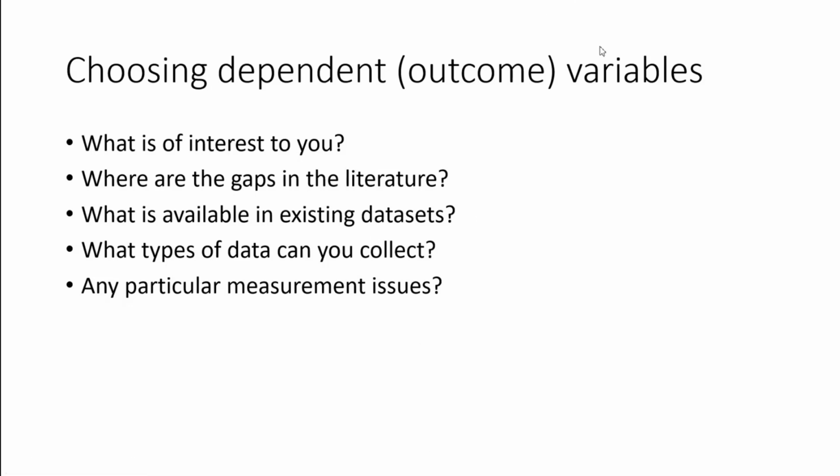And then once there's a gap, you can figure out what outcomes are available either in existing data sets or in something that you can collect. And then depending on your outcome measure, there may be issues with measurement. So some examples of measurement issues you could think about is, is there top coding in a variable?